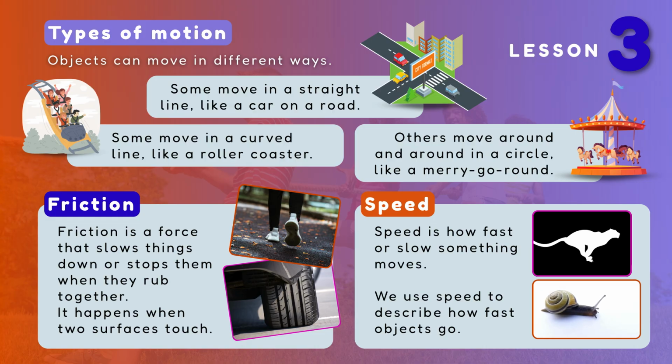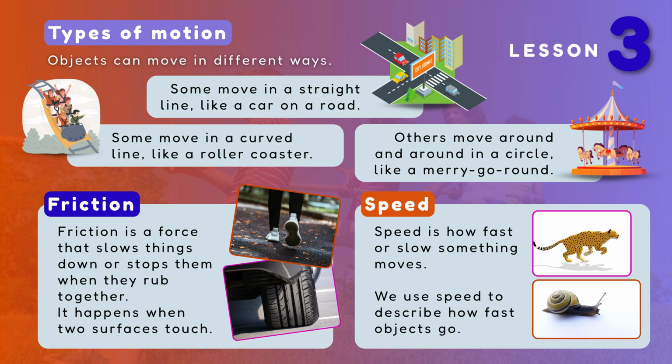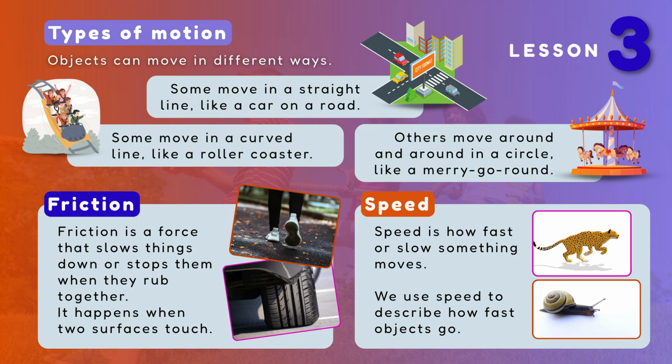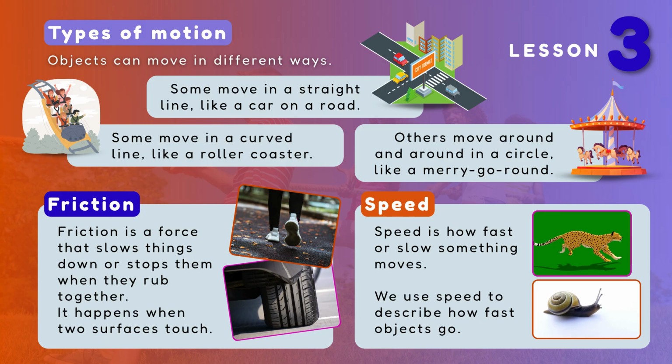Friction. Friction is a force that slows things down or stops them when they rub together. It happens when two surfaces touch. Speed. Speed is how fast or slow something moves. We use speed to describe how fast objects go.